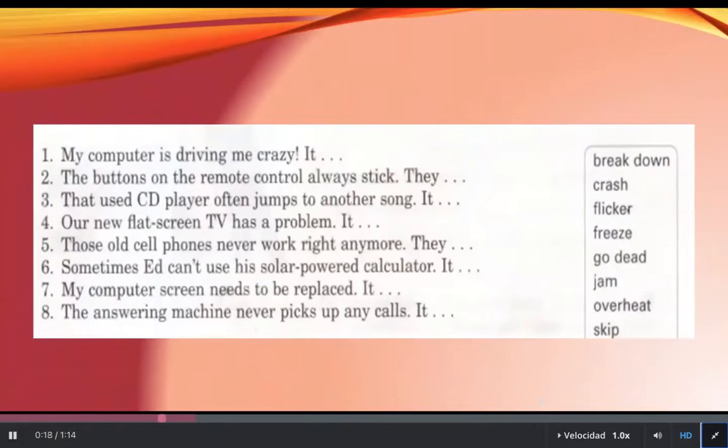My computer is driving me crazy. It... The buttons on the remote control always stick. They... The CD player often jumps to another song. It... Our new flat screen TV has a problem. It... Those old cell phones never work right anymore. They... Sometimes Ed can't use his solar powered calculator.